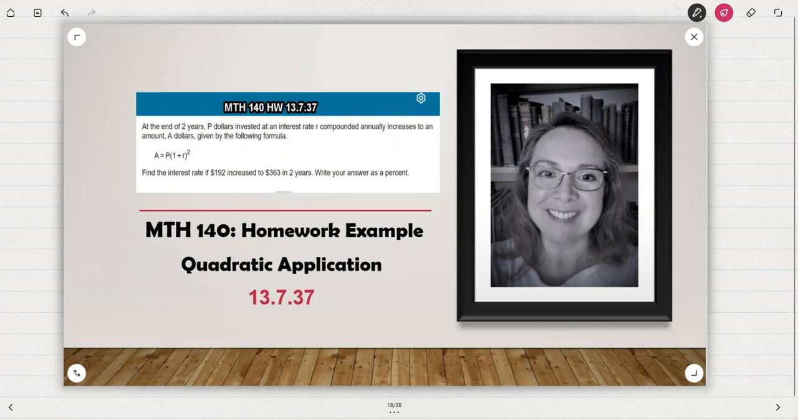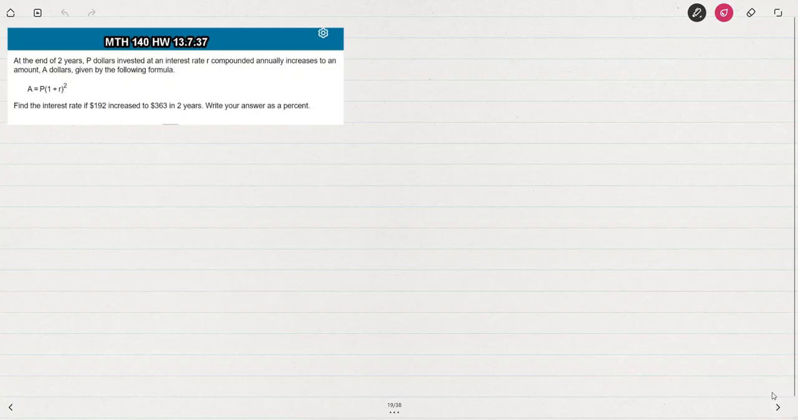So here's the problem. At the end of 2 years, P dollars invested at an interest rate of R compounded annually increases to an amount A given by the following formula. A equals P times the quantity of 1 plus R, quantity squared. We want to find the interest rate when we know that the principal is $192 and the amount in the account is $363 in 2 years.